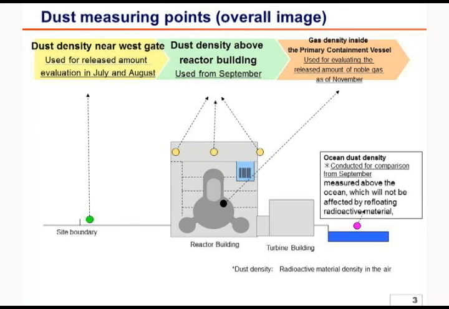In the rightmost side, there is a description concerning the dust density over the sea. We measure it because the measurement on the sea is not affected by fallen radioactive materials that are carried by the wind, which happens in the case of radioactive materials that have fallen on the ground. I will now explain how we evaluate the densities unit by unit.